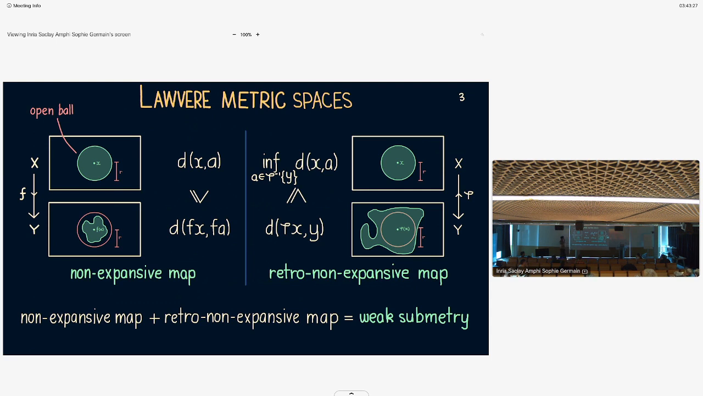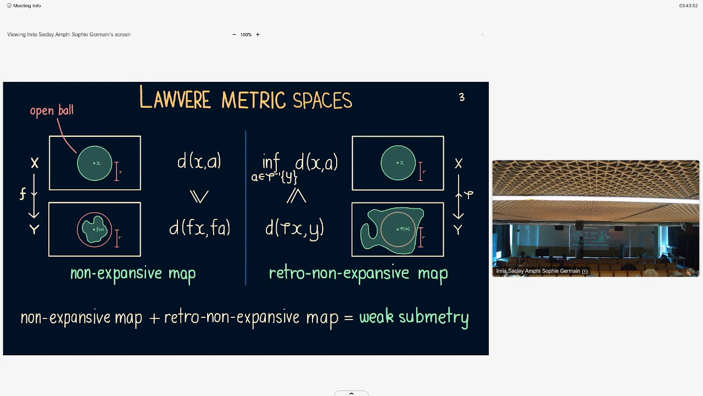So that's a non-expansive map. Now, this notion of retro non-expansive map, we've invented this terminology because we're not familiar with a name that corresponds to that in the literature. So what is a retro non-expansive map? Well, it's a map that's non-expansive in the other direction.